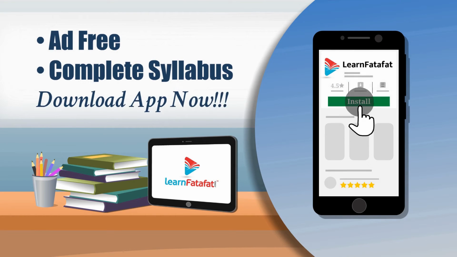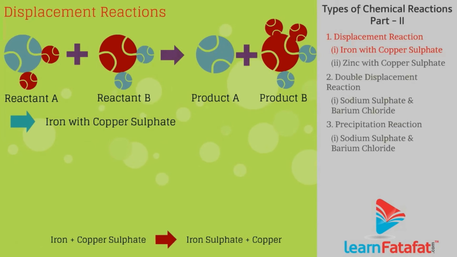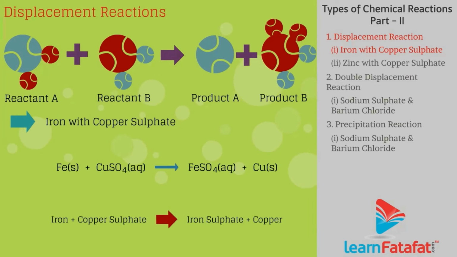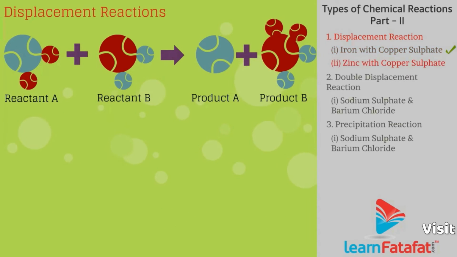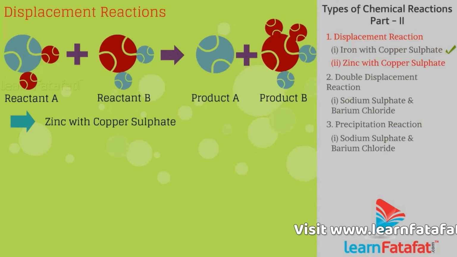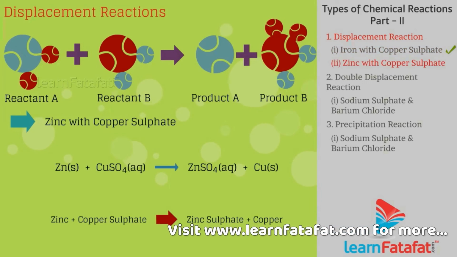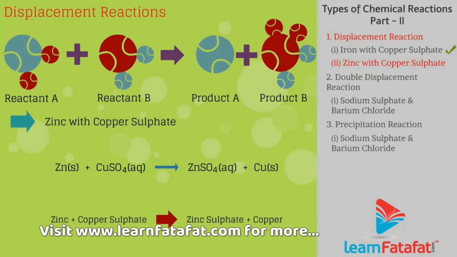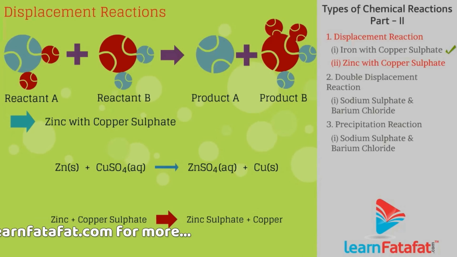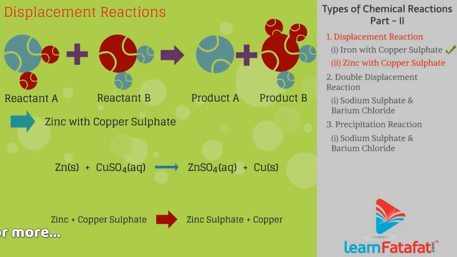In this, iron has displaced or removed copper from copper sulphate solution. Reaction representation. Fe plus CuSO4 gives FeSO4 plus Cu. Zinc with copper sulphate. Zn plus CuSO4 gives ZnSO4 plus Cu.